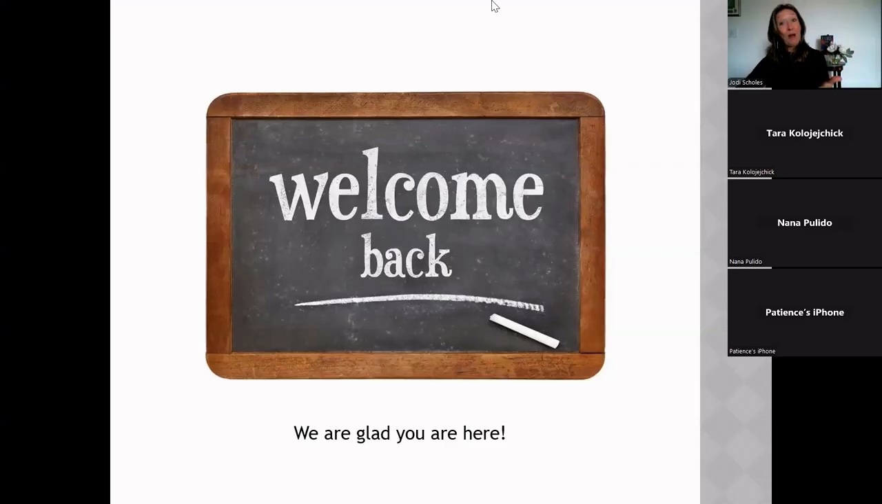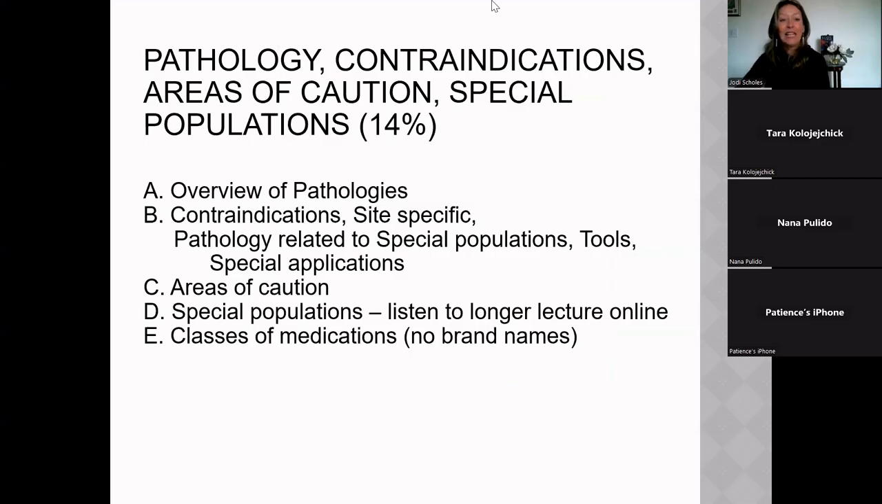Welcome back to many of you, and welcome for the first time to some of you. Here is what the Federation tells us is on the test as far as pathology. This is pathology, contraindications, areas of caution, also called endangerment sites, and special populations. So today we're going to do an overview of a few pathologies. We can't get to all of them. But in the online learning center, in our client assessment lecture, you will see many examples of contraindications and special populations, and that's where we cover that material.